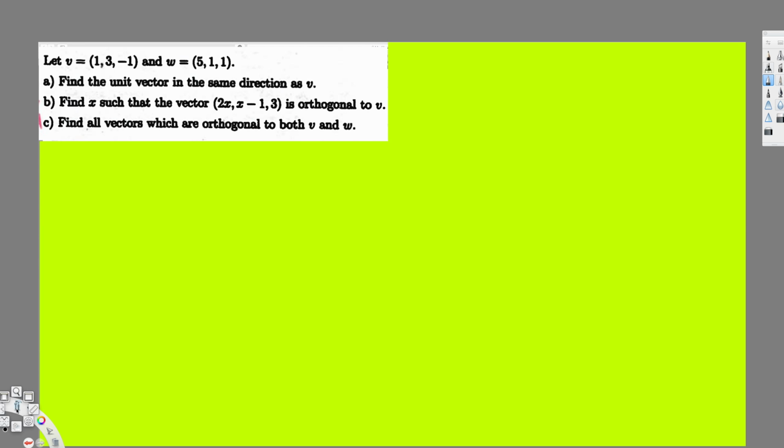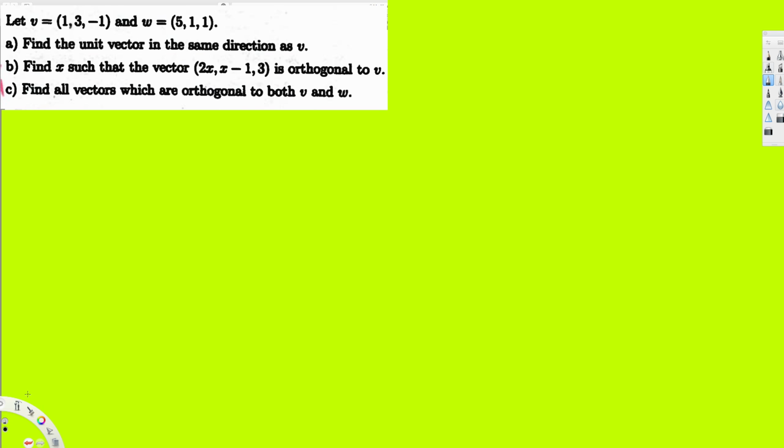Let's do this problem right here. The question is asking, let v equal (1, 3, -1) and w equal (5, 1, 1). Find the unit vector in the same direction as v. So it's really simple. Basically, we need to find the unit vector in the same direction.